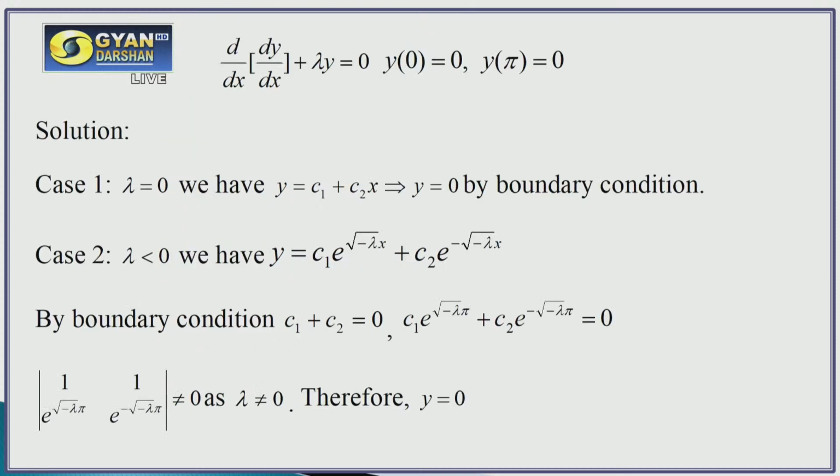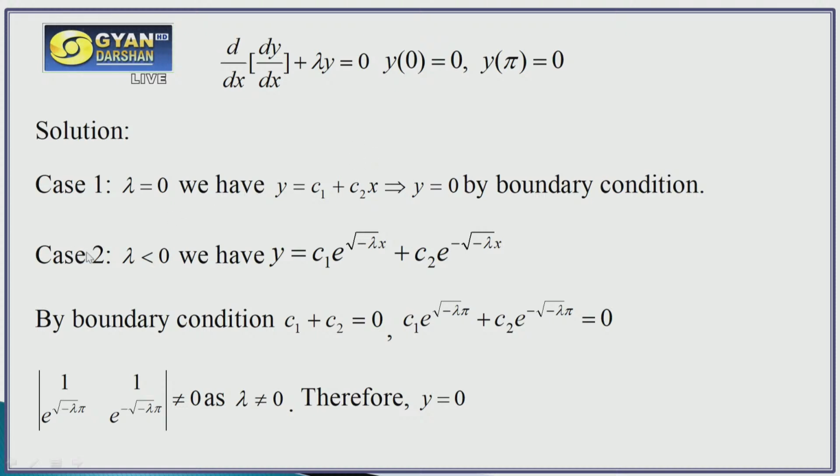So let's move on. Here we are trying to solve the first example. Let's see how we can solve this. If lambda is 0, then obviously y equals c1 plus c2 x. Now if you use these boundary conditions, you will get y equal to 0. So these are trivial solutions. Since we know all homogeneous differential equations are satisfied by the trivial solution, our main motive in solving a differential equation is to find non-trivial solutions. We are not interested in this trivial solution; we want to find non-trivial solutions.